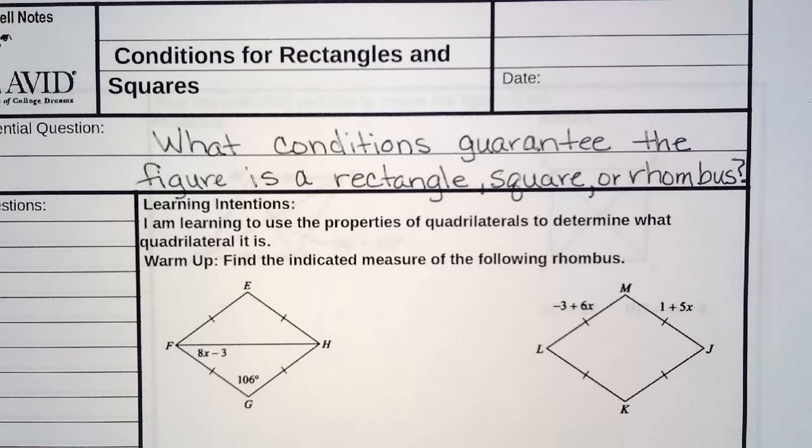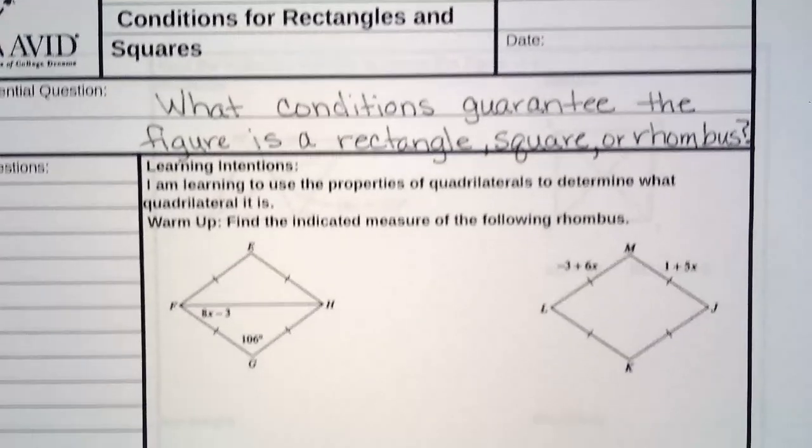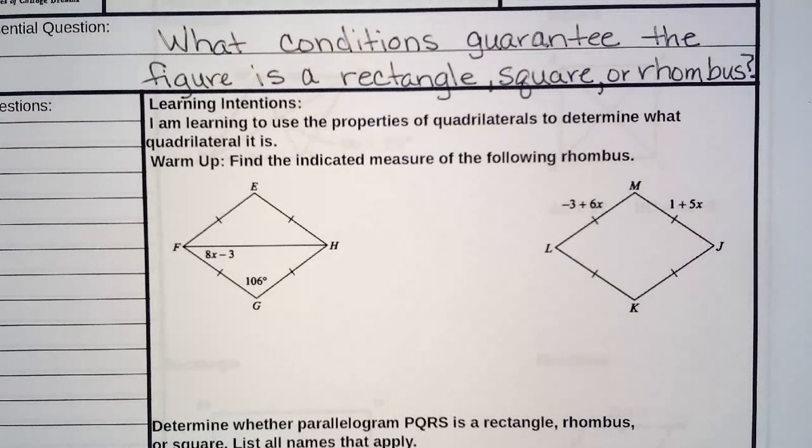Learning intention. I'm learning to use the properties of quadrilaterals to determine what type of quadrilateral it is. So find the indicated measure of the following rhombus. So what are the properties of a rhombus? Well, one of them is that your diagonal bisects opposite angles. Another is that all of the sides are congruent. So using those two characteristics, those two properties, pause the video and see if you can do the warm-up now.